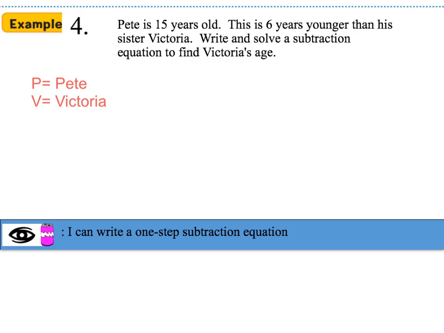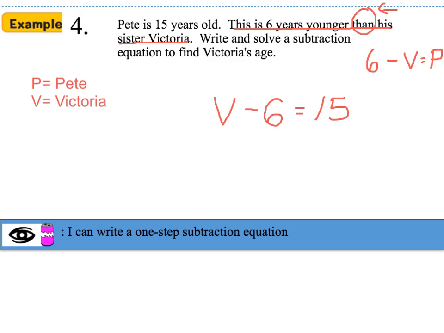If we start by reading the second sentence, it says Pete is 6 years younger than his sister Victoria. If I write it the way I see it, I can say 6 minus V. However, the word than is a taffy word, which means we need a flip. So we would actually write it as V take away 6. And this would equal Pete's age. So Victoria take away 6 years will get you Pete's age.